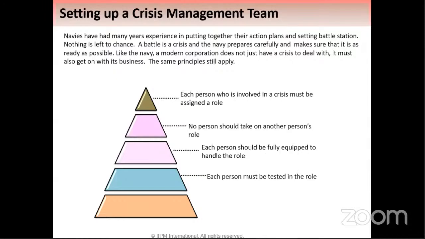So, setting up a crisis management team. There are some principles that must be applied in setting up a crisis management team. Each team member must be assigned a role. No person should take on another person's role. Each person should be fully equipped to handle the role given to him or her. Then each person must be tested to ascertain the viability and that the person is able to carry out the assignment. Each member of the crisis team must be aware of the roles of other team members.